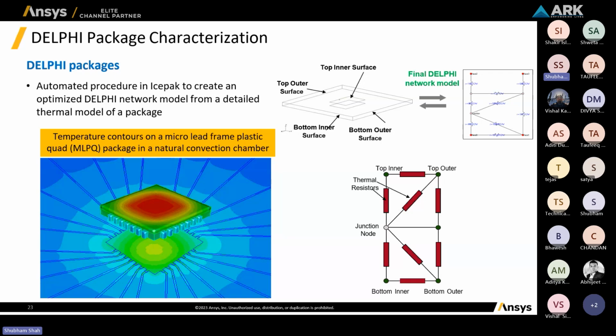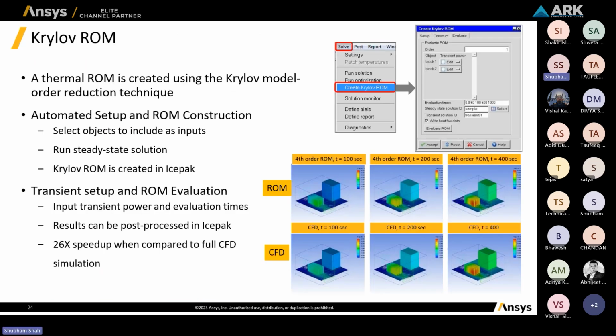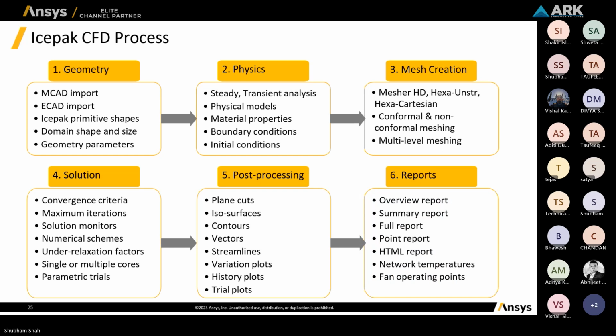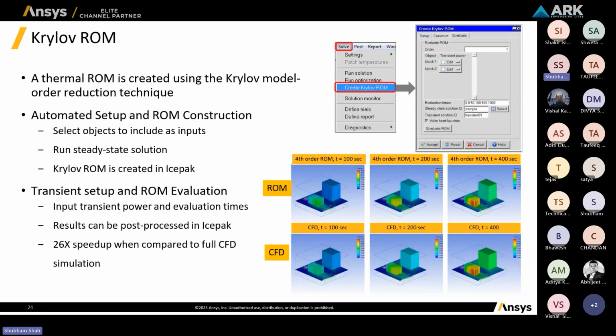Coming towards the Delphi packages, your Delphi network model is also available inside your Fluent Ansys Icepak Classic. This is the kind of ROM model that is there. When we do the simulation for very complex or large-scale models, to reduce the computational time, we can opt for the ROM model, which is already built into the Classic version. It will speed up your simulation time. And the ROM will be run on the steady state solution.